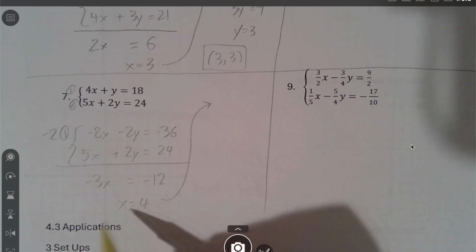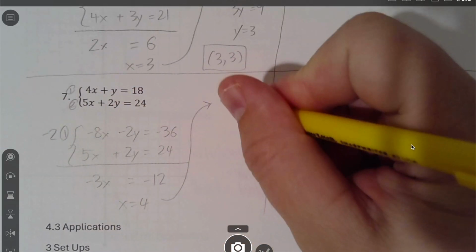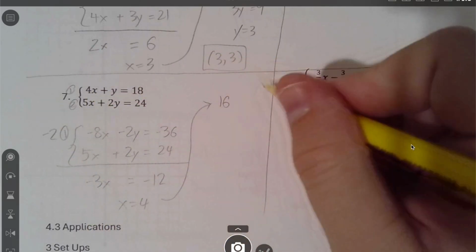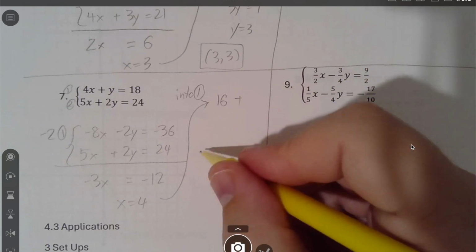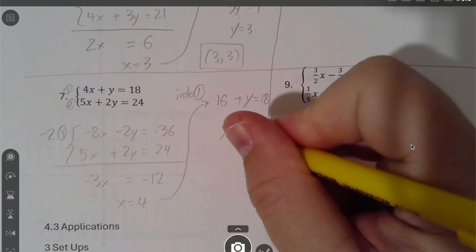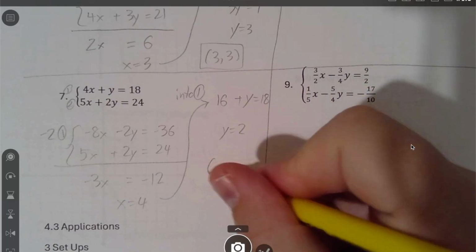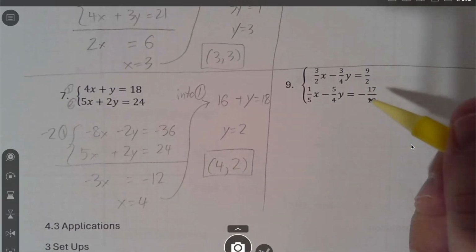Anywho, we need to plug this 4 in. And if I plug that into the first equation, and to save some space, 4 times 4 is 16. So we'll say into equation 1, we now have 16 plus y equals 18. And so that'll give me y equals 2. And so I now get 4, 2 as my answer.